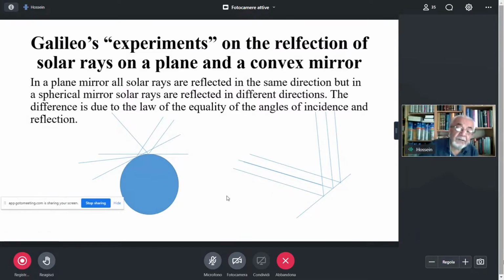Whereas this one, the other figure, is a spherical mirror. Two parallel rays which fall upon this mirror are reflected in two totally different directions. That is, the first ray is reflected in this direction, the second ray is reflected in this direction. The first ray reaches the eye of the observer, whereas the second ray is lost in space.